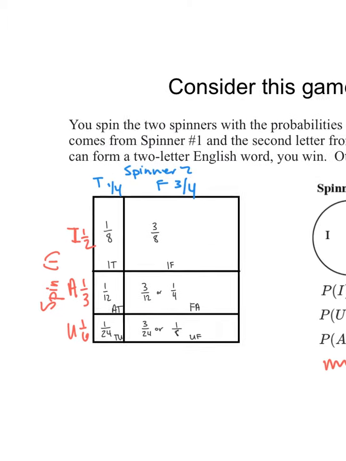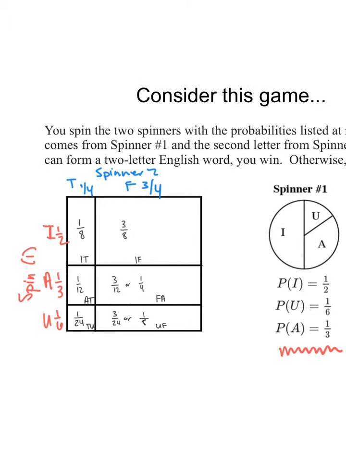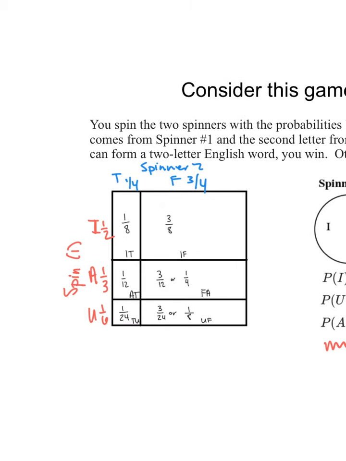Okay, so I want you to take a minute and I want you to look at this outcome. If you played this game 100 times, who do you think would win? The student who wins if you get a word, or the teacher who wins if you don't make a word? Is this game fair?